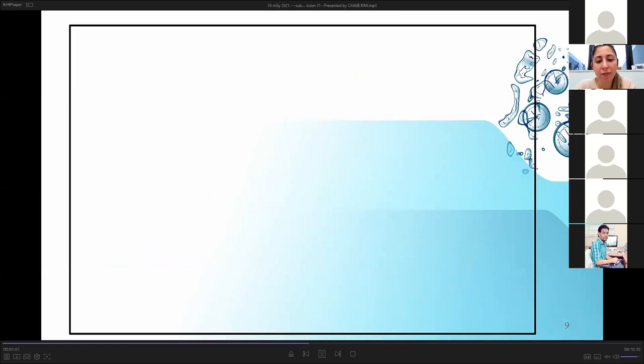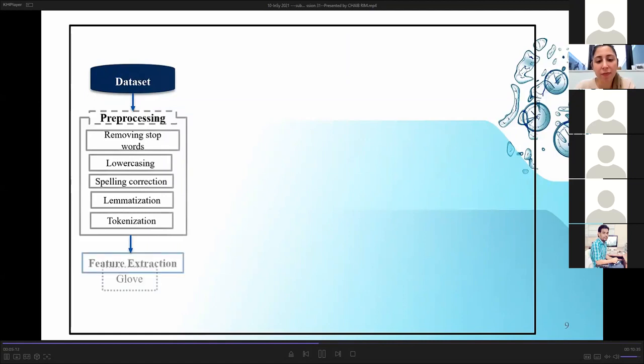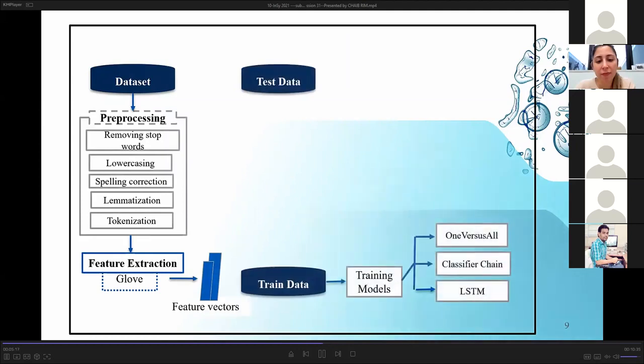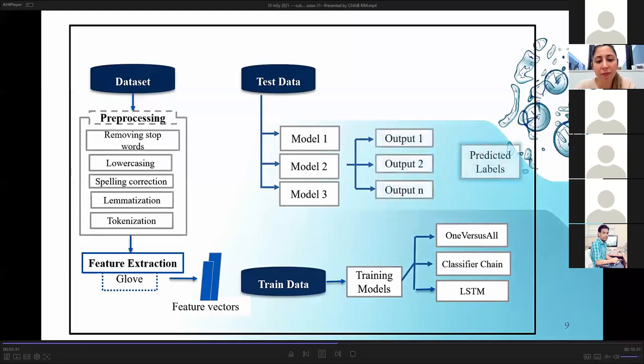First of all, we prepare our data. The preprocessing step consists of applying 5 processes. Next comes the feature generation step that uses the GloVe model. Then we organize the data into training data and test data. In the training phase, or classification stage, we use one-versus-all, classifier chain, and LSTM classifiers. In the test stage, we test the test data with the 3 models to predict the labels.